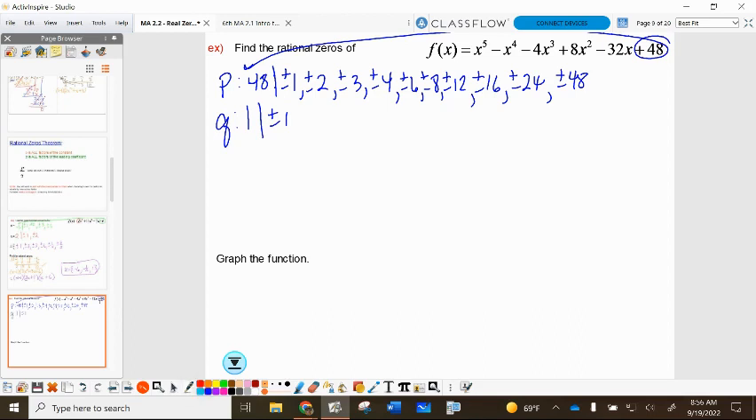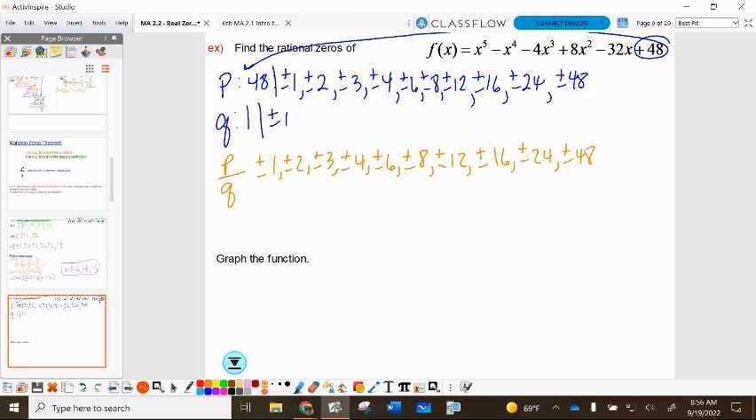So each of those possible numerators over our only possible denominator gives us a list of possible rational zeros of this function of plus or minus, and again, all of them over 1, it's going to look like a repeater of our p factors, but it's really p over q. So that's plus or minus 1, plus or minus 2, plus or minus 3, plus or minus 4, plus or minus 6, plus or minus 8, plus or minus 12, plus or minus 16, plus or minus 24, and plus or minus 48.